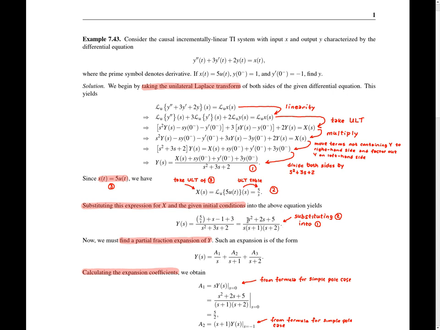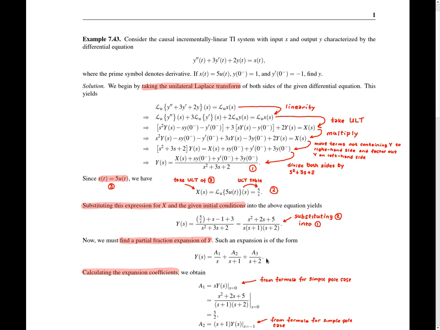So we can observe from this expression here for big Y that the function big Y has three poles, a pole at 0, a pole at -1, and a pole at -2, where all of these poles are simple poles. Therefore, the partial fraction expansion of big Y will have three terms, one term contributed by each pole. In particular, the pole at 0 contributes this term, and the pole at -1 contributes this term, and the pole at -2 contributes this term.